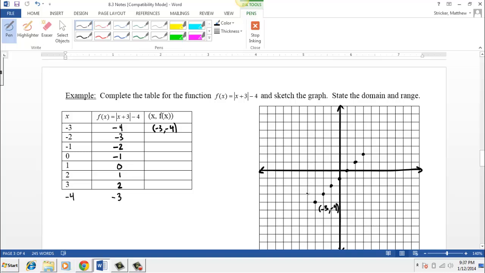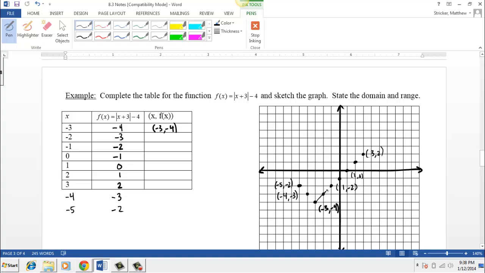So we have -4, -3. Now we're starting to go in the right direction here. Starting to see that V shape happen. So maybe one more value, -5. If I plug -5 in, -5 plus 3 is -2. The absolute value of -2 is +2, and 2 minus 4 is -2. So we have -5, -2. Put some of these points in over here. This was 1, -2. This was 1, 0. This was 3, 2. You get the idea.